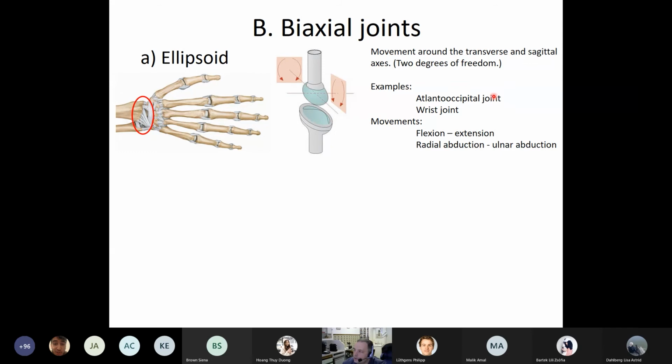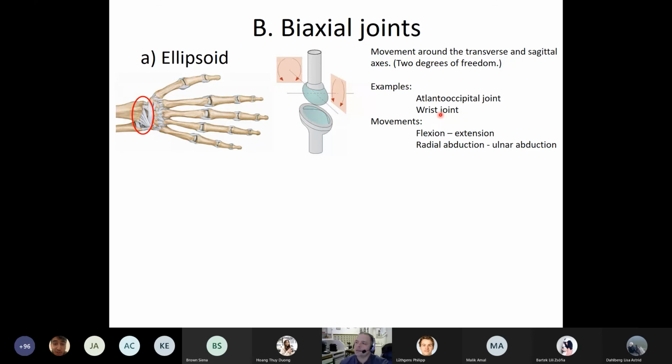Examples could be the atlanto-occipital joint, which is again in the neck. You can move your head forward and laterally. This is such a thing. It's a biaxial joint, ellipsoid joint, the so-called atlanto-occipital joint. We will talk about it in the classes later.